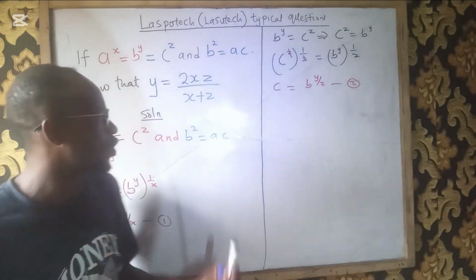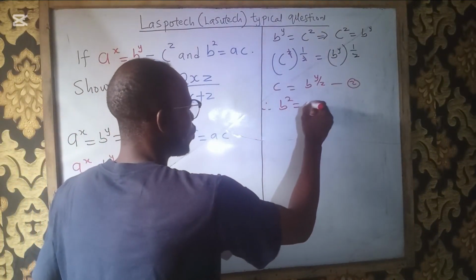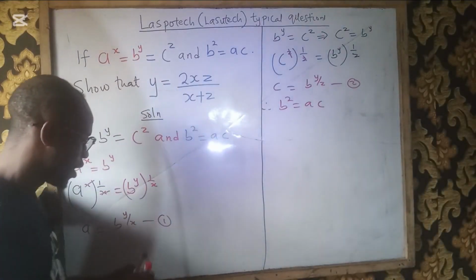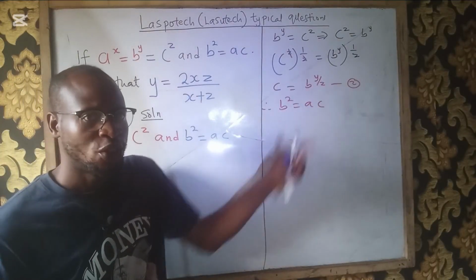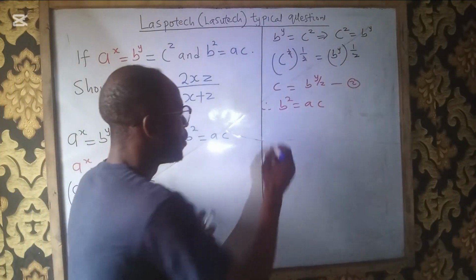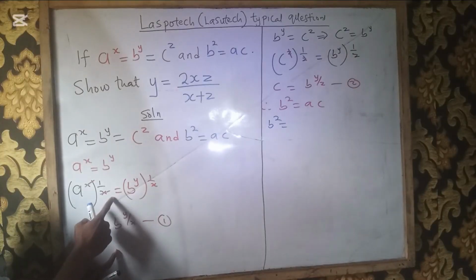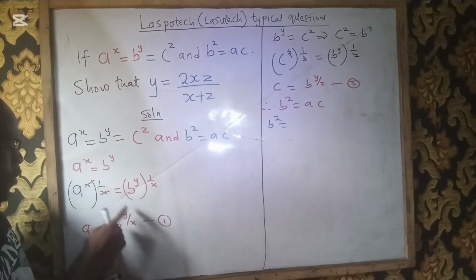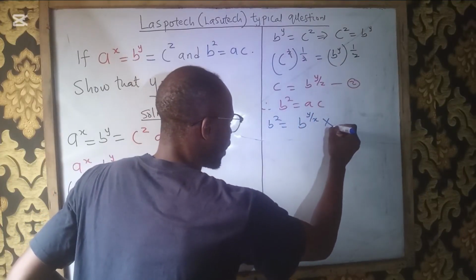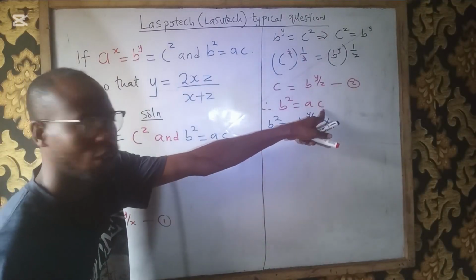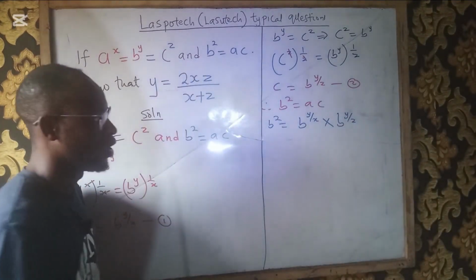So what I will just do is go back to this place. Therefore, b squared equals ac. Anywhere I see a now, I'm going to put the whole of this there, and where I see c, I'm going to put the whole of this there. You understand? So b squared will be equal to my a, which is b raised to the power of y over x, multiplied by the value of c, which is b raised to the power of y over z. Can you see that?